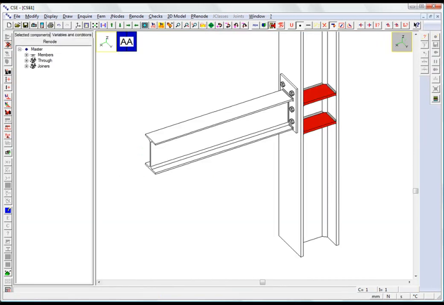Typical force transferers are plates, profile stumps, and single or double angle brackets. In CSE, a stiffener is a component that transmits forces from one part of a component to another part of the same component.